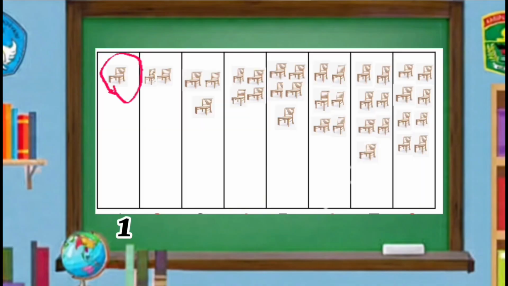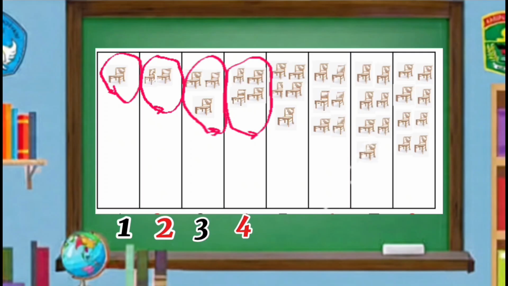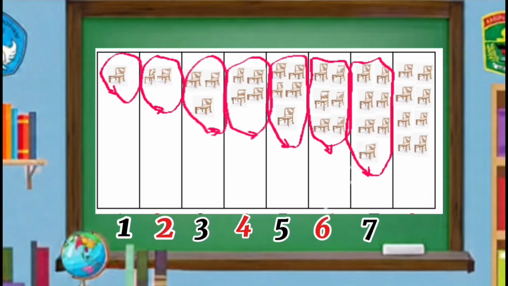We have 1, 2, 3, 4, 5, 6, 7, and 8. Which group of chairs have pairs? Very good. The group of chairs that have pairs is 2, 4, 6, and 8.